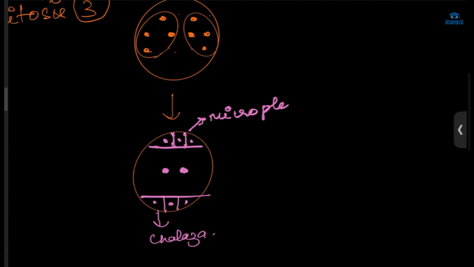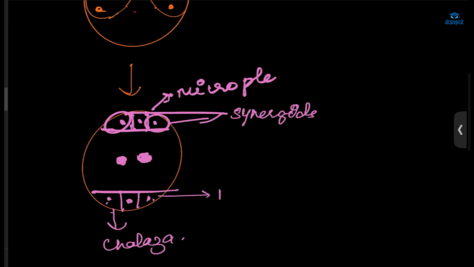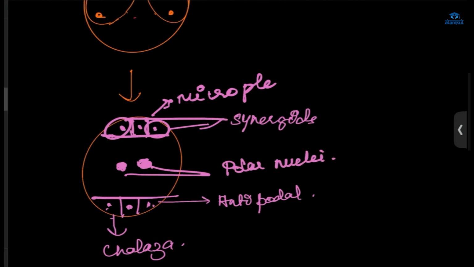These 6 will form a plasma membrane and a cell wall, because we are talking about a plant cell, so the cell wall will be present. Next, what do we have? These two are called synergids, and these 3 are called antipodals. These two are the polar nuclei.